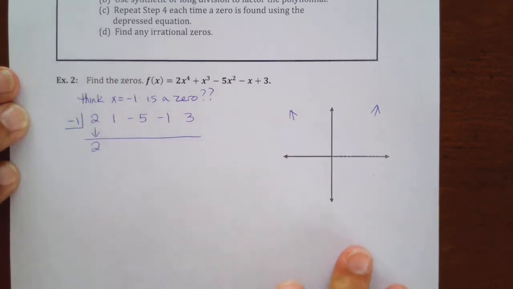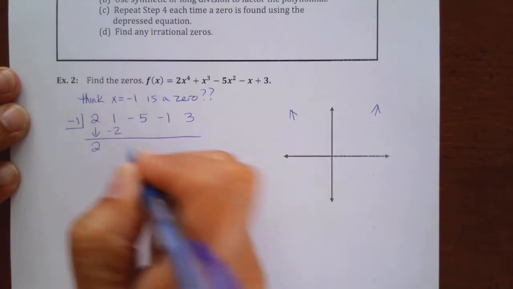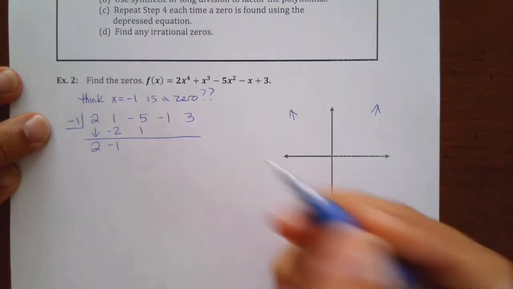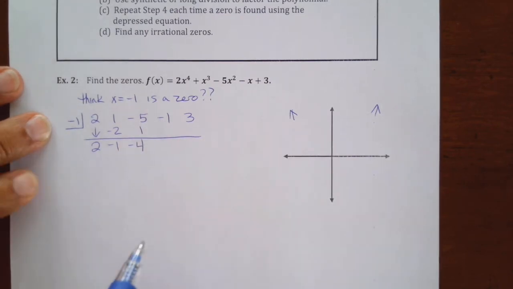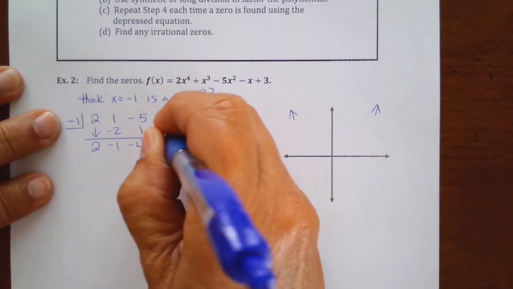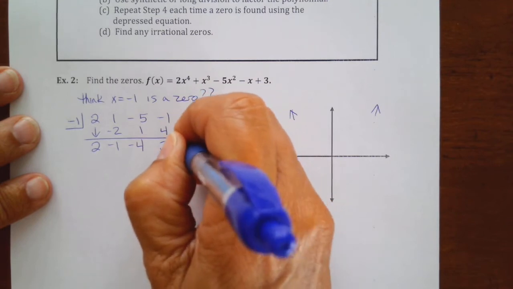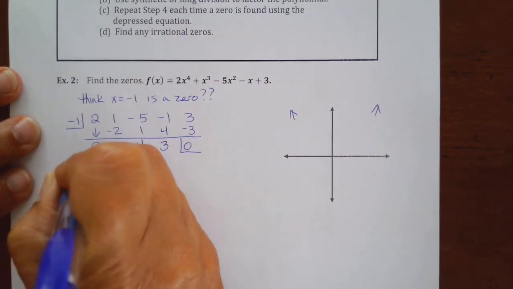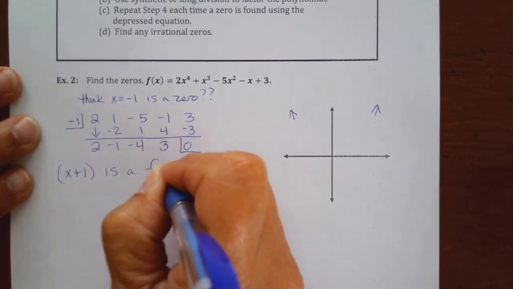So bring down the 2 and multiply. 2 times -1, -2, add that, we get -1. Multiply -1 times -1, that's 1. Add that, you get -4. Multiply -4 times -1, that's 4. That gives us 3. Multiply. All right. So that was a factor. So x plus 1 is a factor, right?